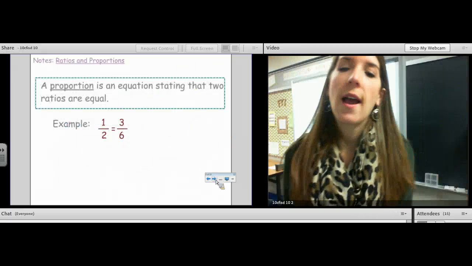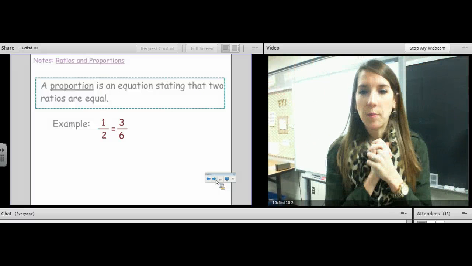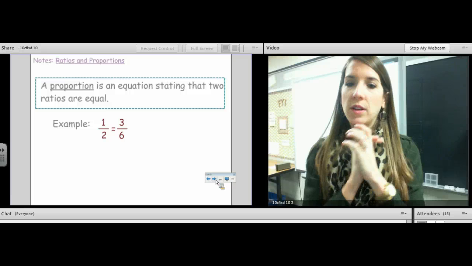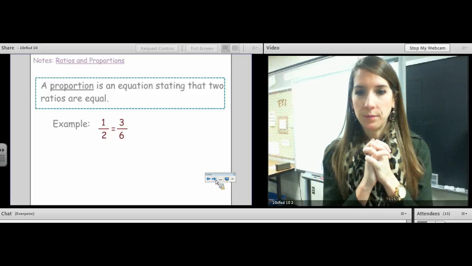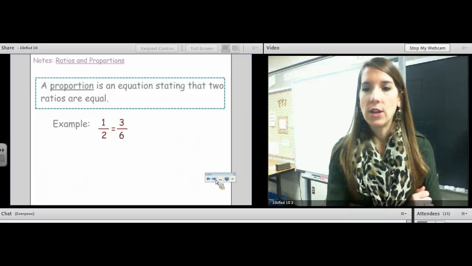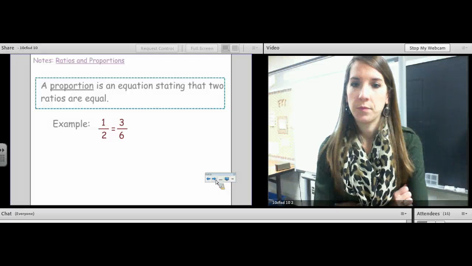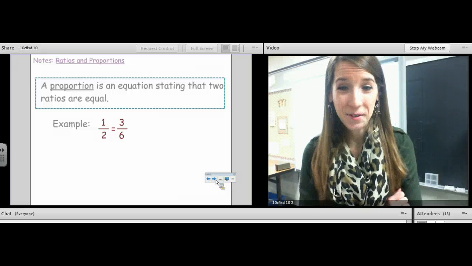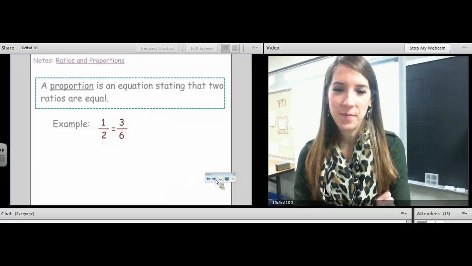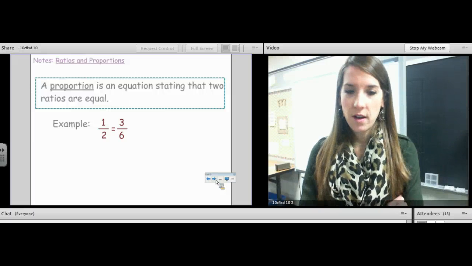Okay, so now if you take a ratio, and you set them equal, you have a proportion. So proportion is really just two ratios set equal to each other. Proportion. Equation stating that two ratios are equal. So there is a proportion right there. 1/2 equals 3/6. We're getting real deep here. We're going to move on.